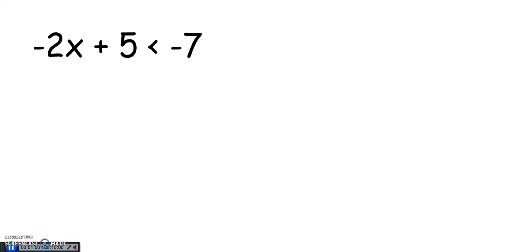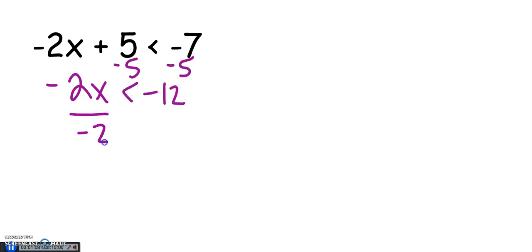So let's try a few of these. If we solve this, we would subtract the 5 from both sides. So 2x would be less than negative 12. And then our last step is to divide by negative 2. So x would be greater than 6.